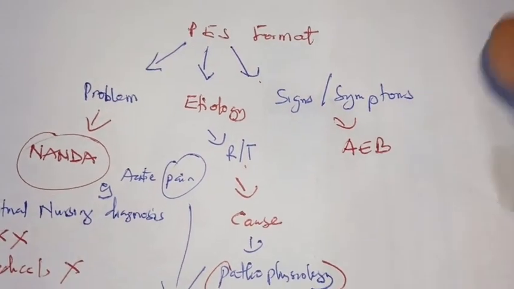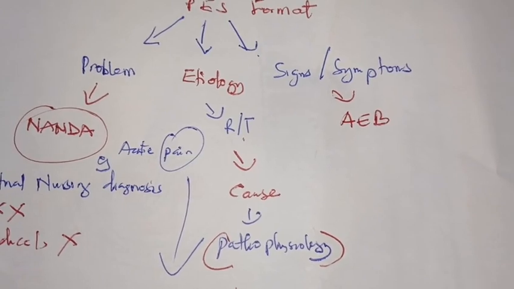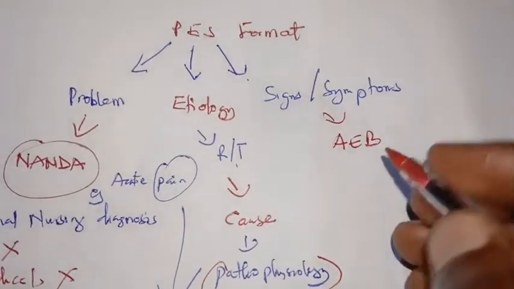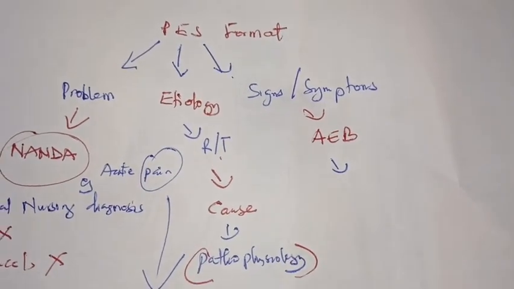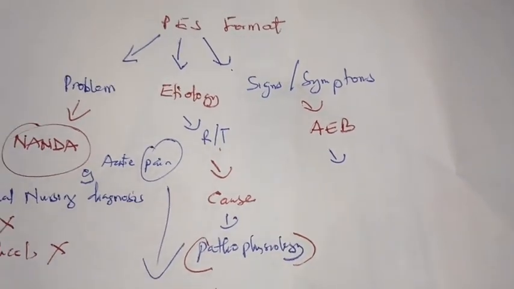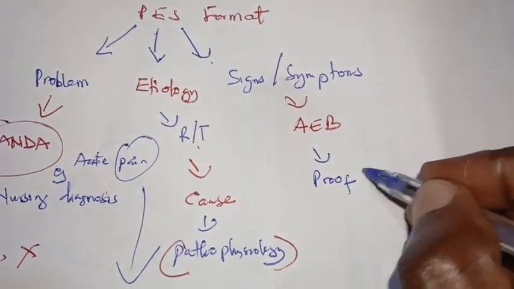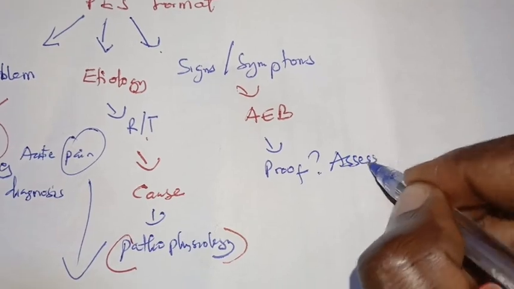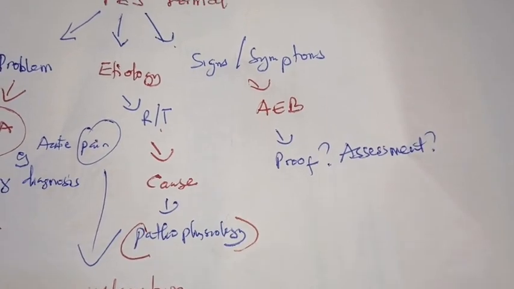Yes, so here you ask such questions. In my assessment, what am I finding? So what is the proof? So you say there is mucus buildup and it's causing issues with breathing. So ineffective breathing pattern, mucus buildup. What is the proof? What did my assessment show? That's what you put in place.